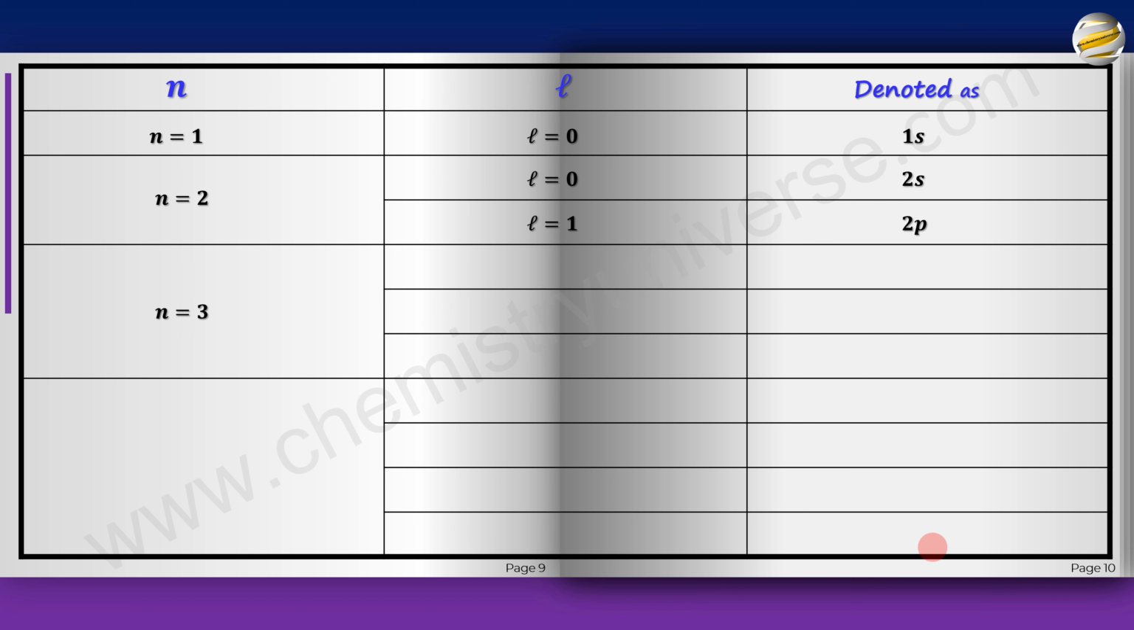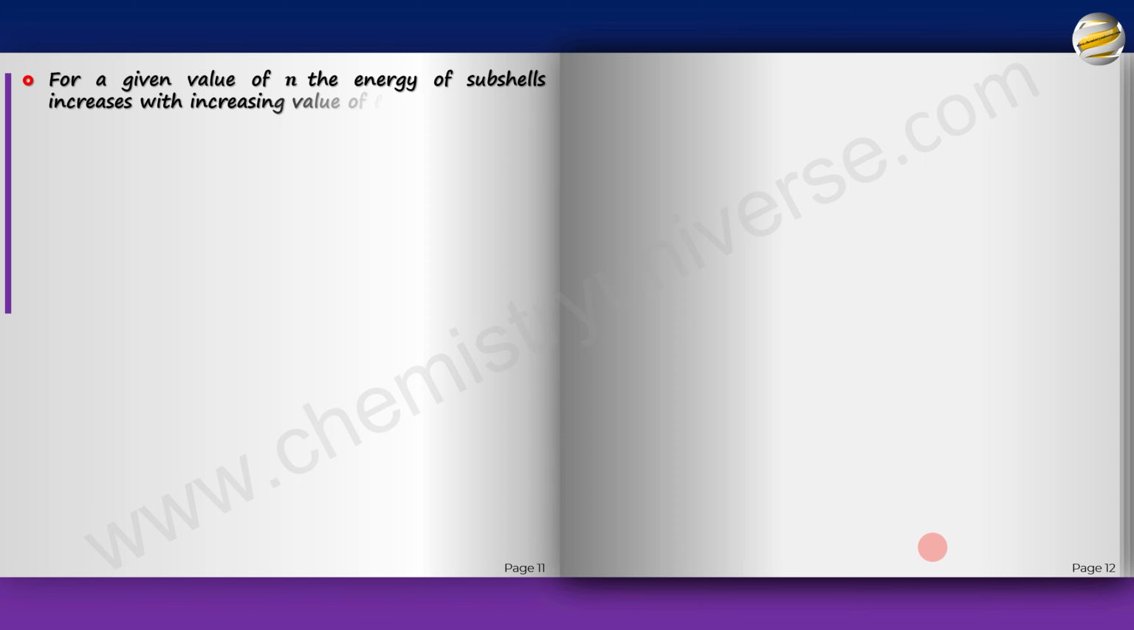When n equal to 3, you get 0, 1 and 2. You have 3s, 3p, 3d. When it is 4, you have these many values, 4s, 4p, 4d, 4f. And we don't have to talk about 4g, etc., because none of the known elements have that. Now, for a given value of n, the energy of a subshell increases with an increase in the value of L.